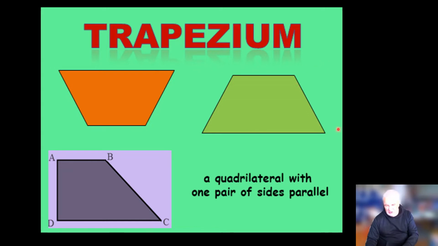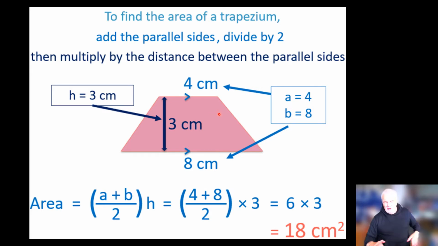So this is, I guess, what I would call the classic trapezium. That's it upside down. Here are our parallel sides, here and here. This is the height. So we need to know the distance between the parallel sides to work out the area, as we'll see in the next slide. So, here's your classic there.